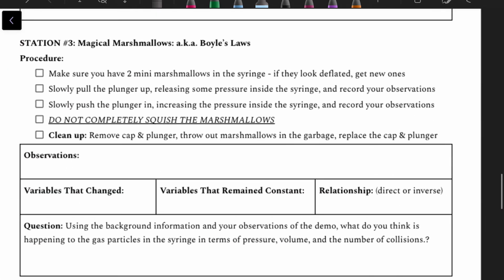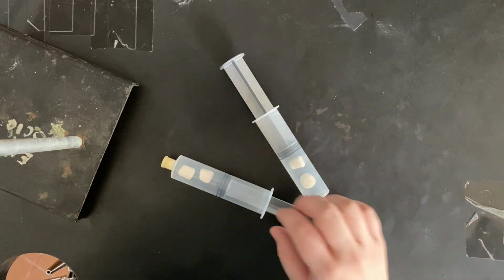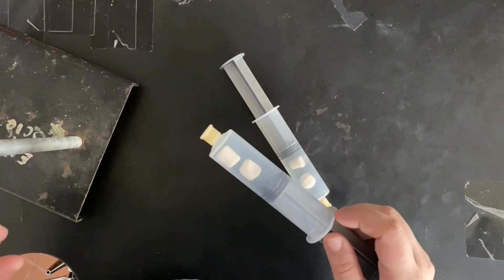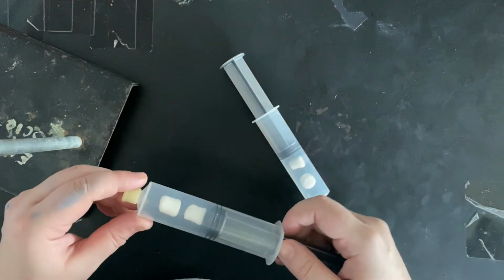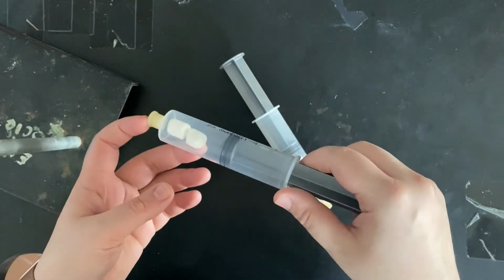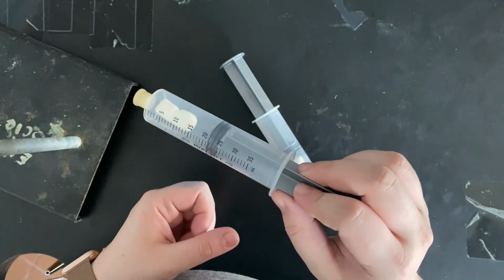Our last one is station 3, magical marshmallows. Welcome to station 3. Station 3 is called the magical marshmallows, and this station demonstrates the relationship between pressure and volume. At each station, you'll see a syringe full of 2 marshmallows and about 25 milliliters of air.